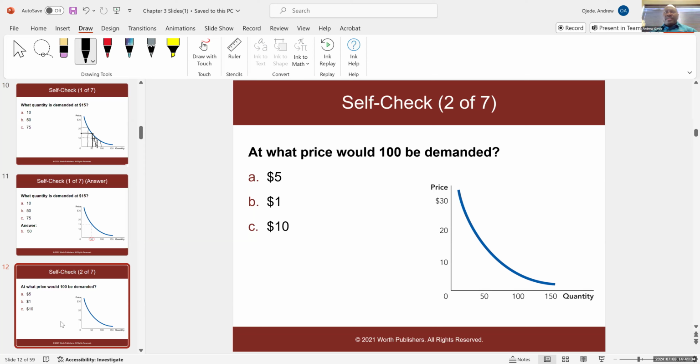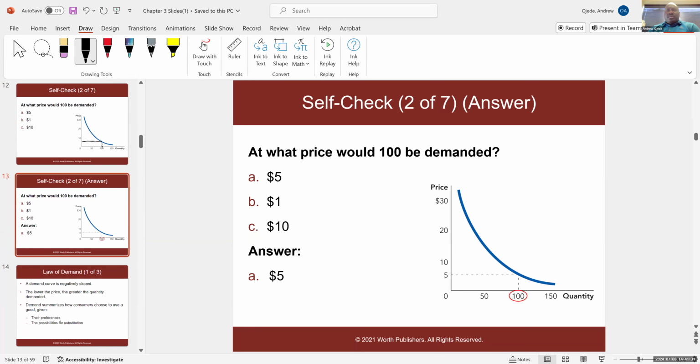At what price would 100 be demanded? Here we have to read it vertically. So you look at the quantity of 100 barrels. What is the price that is going to be paid for this? You draw a line across and connect it this way. So this seems like $5. Yeah, it's $5. So people are willing to pay $5 per barrel when the quantity demanded is 100. That means each barrel is going to cost you $5.